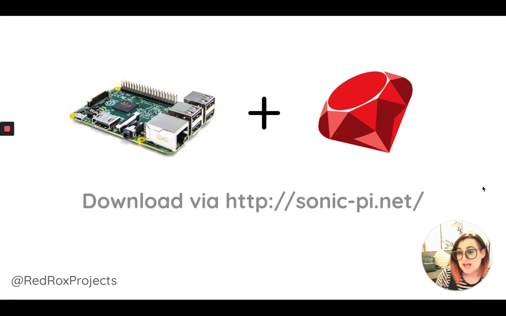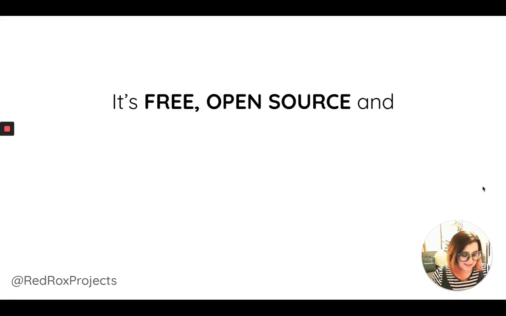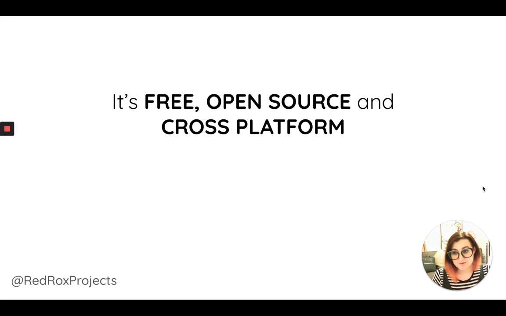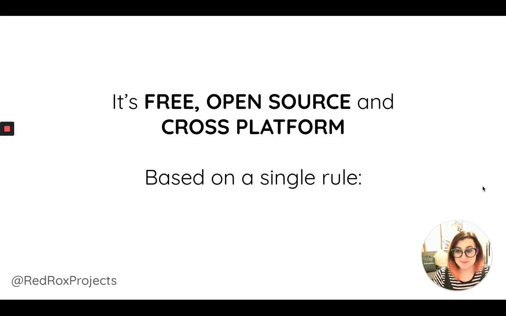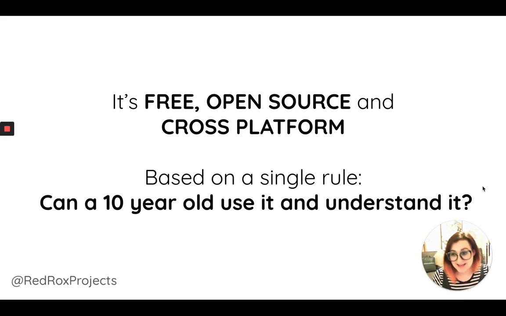So if you want to get messing around with it today, you can go to sonic-pi.net and download it. It's available on Mac, Windows and Linux, and as I said, you can get it on your Raspberry Pi. So if it's not already pre-installed on one that you own, you can get it onto it as well. It's free, open source, cross-platform, and really fun as well, and it's based on one single rule. And that single rule is, can a 10-year-old use it and understand it?